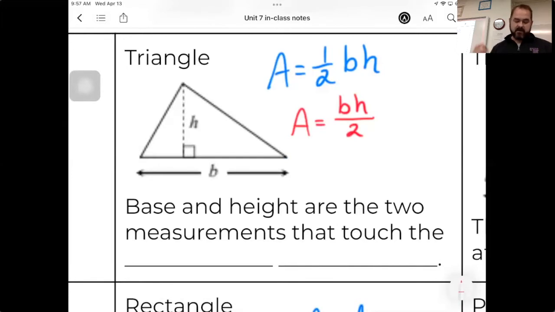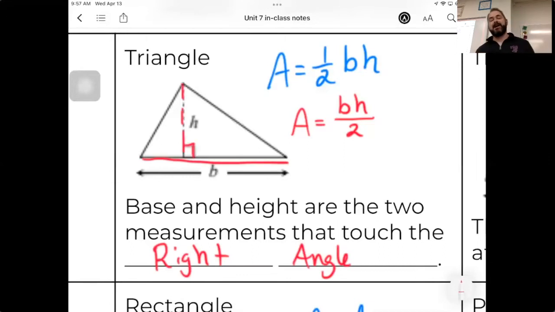But you need to remember that base and height are the two measurements that touch the right angle, or they form the right angle. Base is always perpendicular to height. You'll notice the base has to be a side of the triangle, but the height is the distance from that side to the opposite angle. So the height is usually not a side of the triangle unless it were just a right triangle.